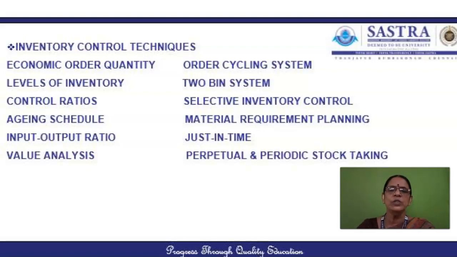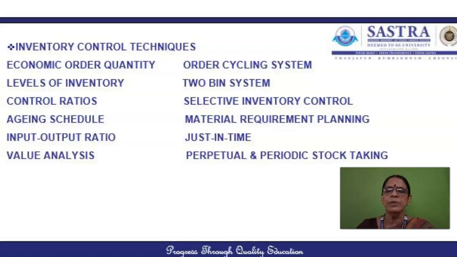In order to ensure the accuracy of the perpetual inventory record, it is desirable to check the physical stocks by the system of continuous stock taking. Any discrepancy noted between the physical stocks and the stock records can be immediately investigated and rectified.